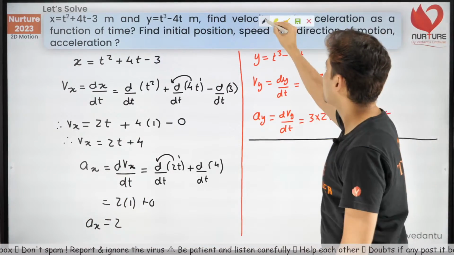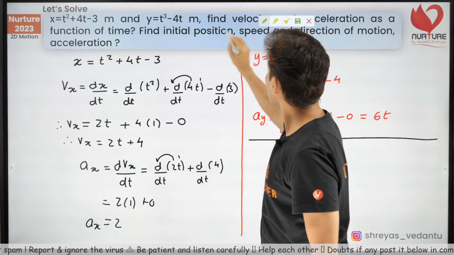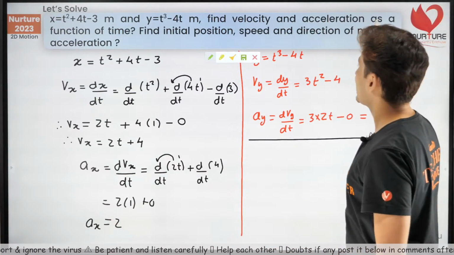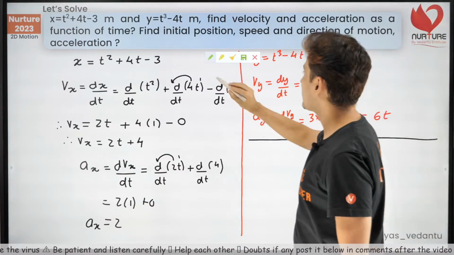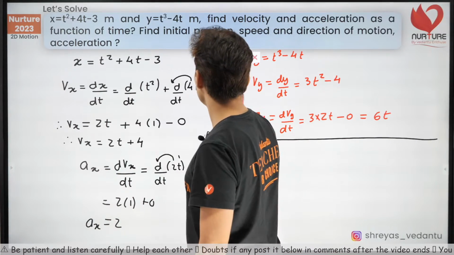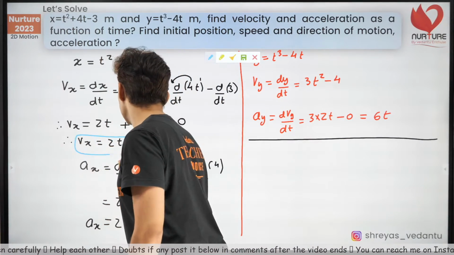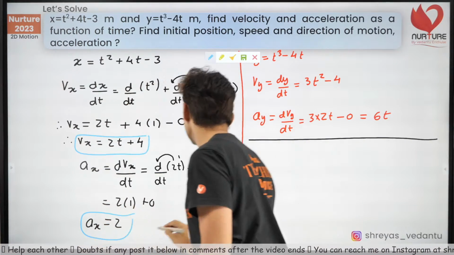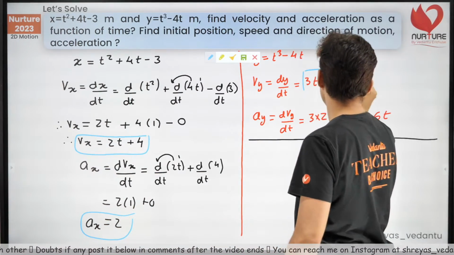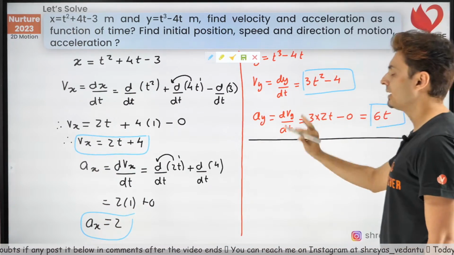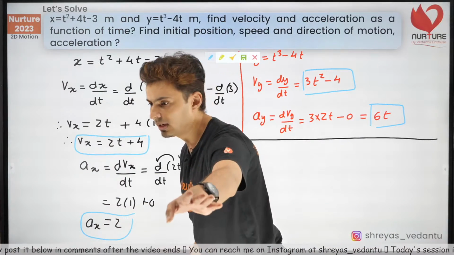Now let's write down each answer one by one, once I have got all of this. Okay, let's write this. First, find velocity and acceleration as a function of time. Yes, I have already done that. I don't know if you can see it, but I have already done this. Find velocity and acceleration as a function of time. Already done that.